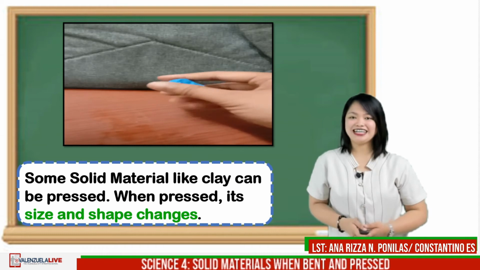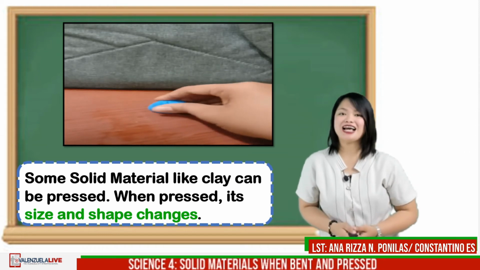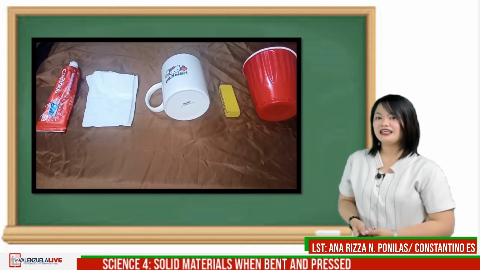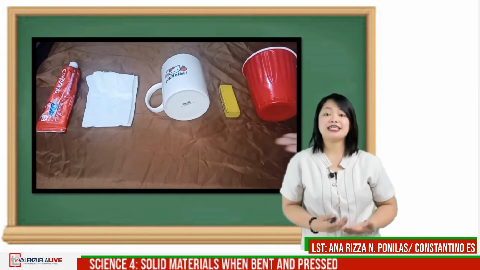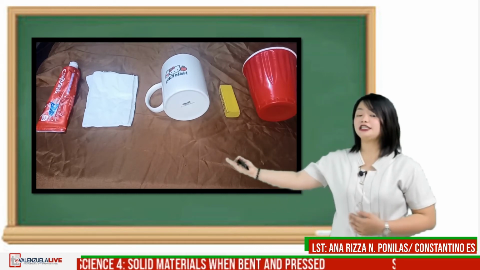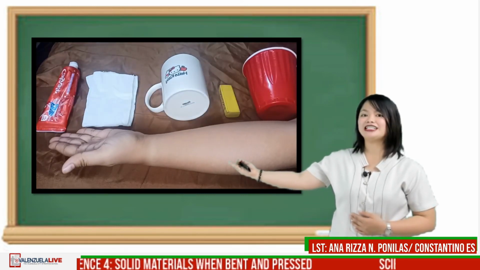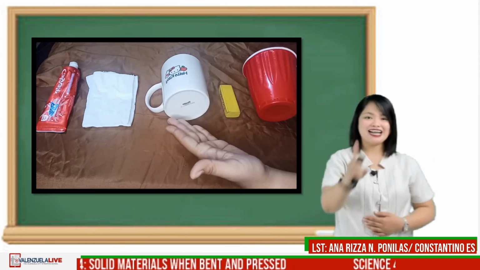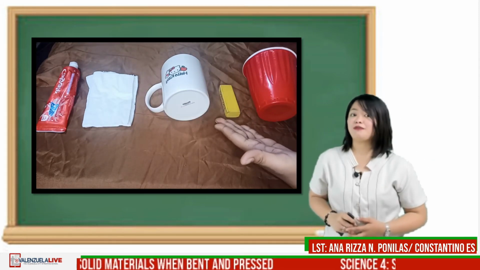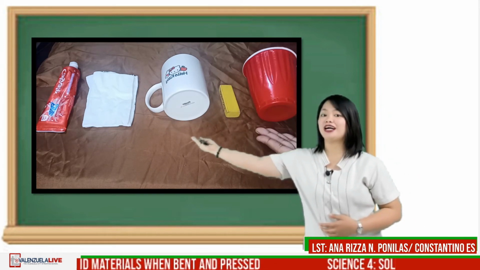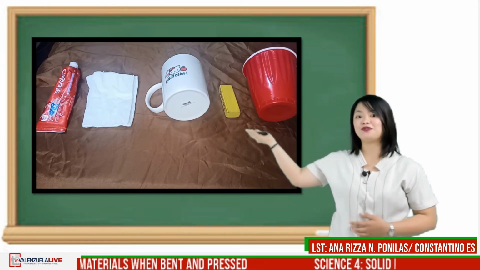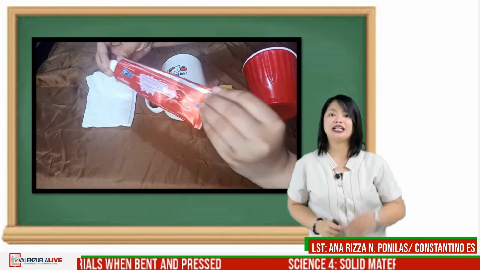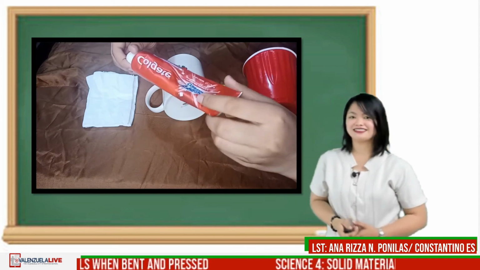A solid material like clay can be pressed. When pressed, it changes its size and shape. There are other solid materials that can be pressed. Let's try to look at this video showing different materials usually found at home. Can all these materials be pressed? Let's find out. We have toothpaste tube, tissue paper, ceramic mug, a small block of wood, and plastic cup. This video describes how the solid materials are pressed one by one.